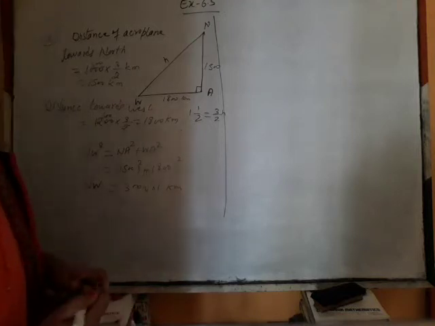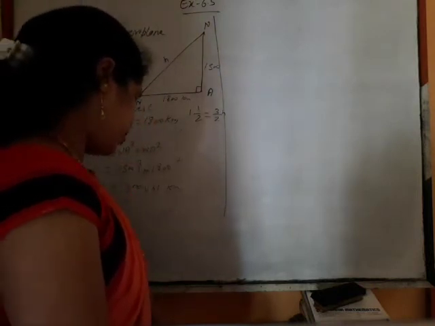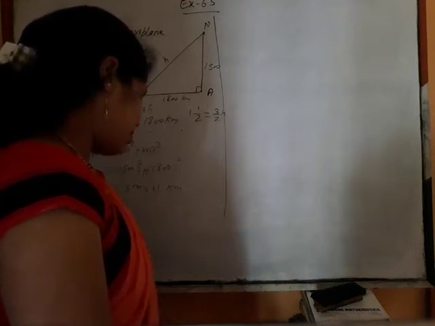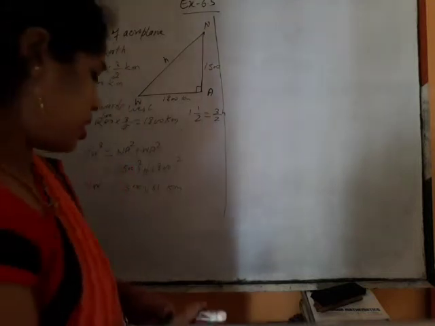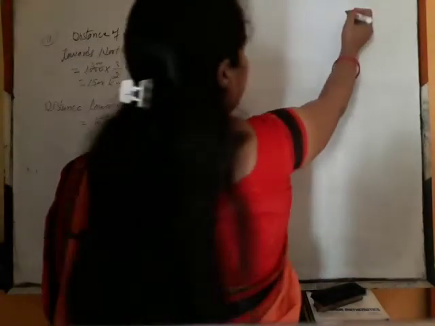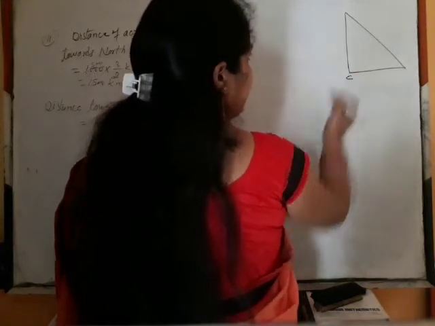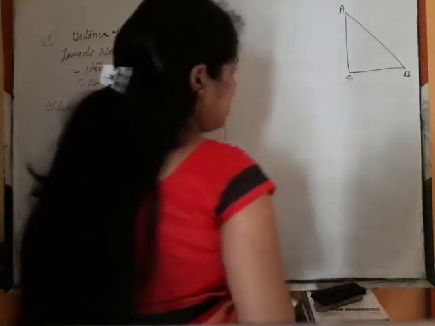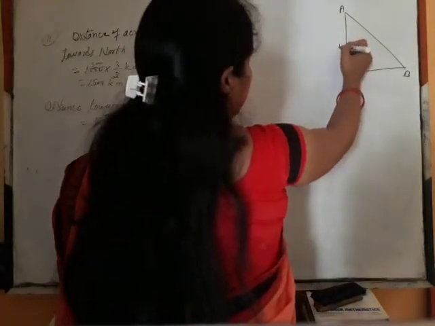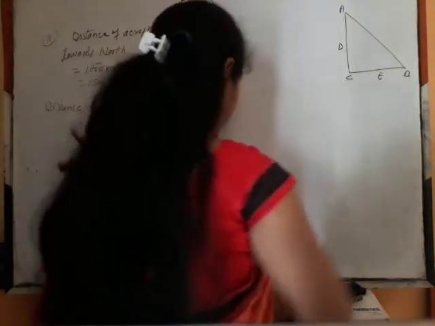Now question number 13. D and E are the points on the sides CA, CB respectively of a triangle ABC, right angled at C. Prove that AE square plus BD square is equal to AB square plus DE square. This is the right angle at C. So this will be A and B. D and E are the points on CA and on BC respectively.